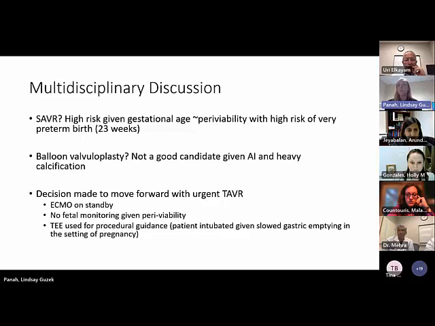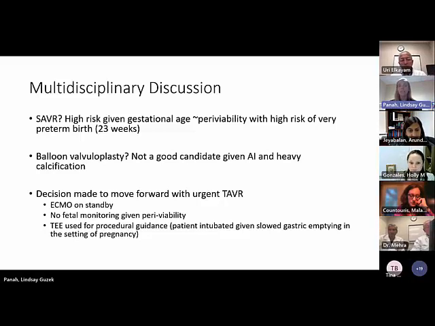So the next option was a potential balloon valvuloplasty. And ultimately, we thought it wasn't the best option for her, given her mild to moderate AI and her heavy calcification of the aortic valve. And there was also a question about if that would be a durable solution for her. So the last option that we talked about with the teams was urgent TAVR. And so that was the decision that was made.